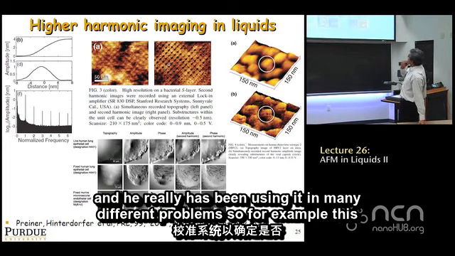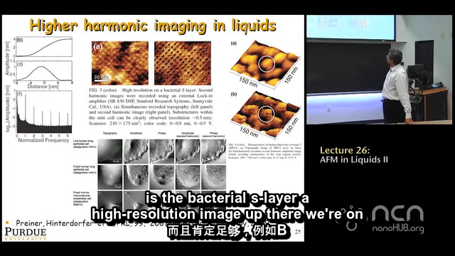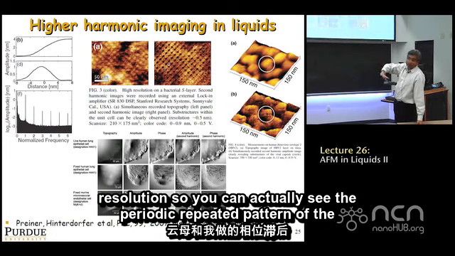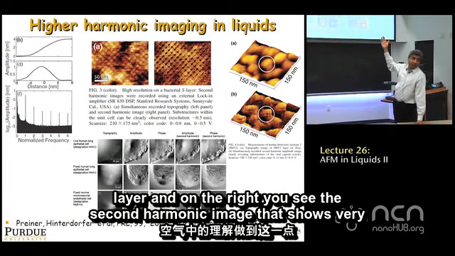So for example, this is the bacterial S layer, a high resolution image, where on the left you see topography. It's high resolution, so you can actually see the periodic repeated pattern of the proteins that make up the bacterial S layer. And on the right you see the second harmonic image that shows very clear contrasts, right?